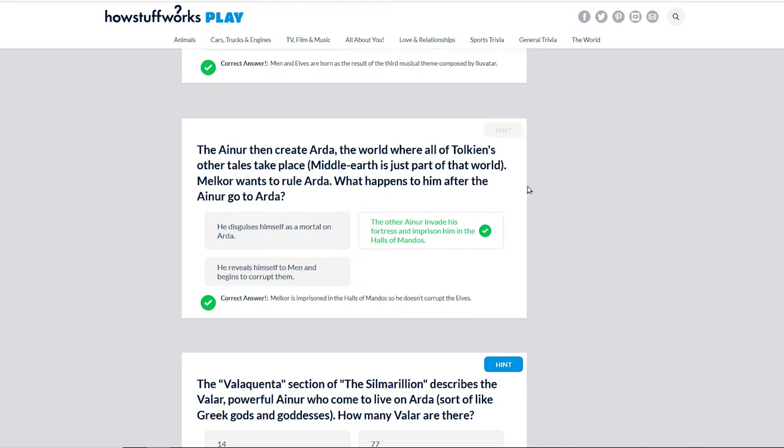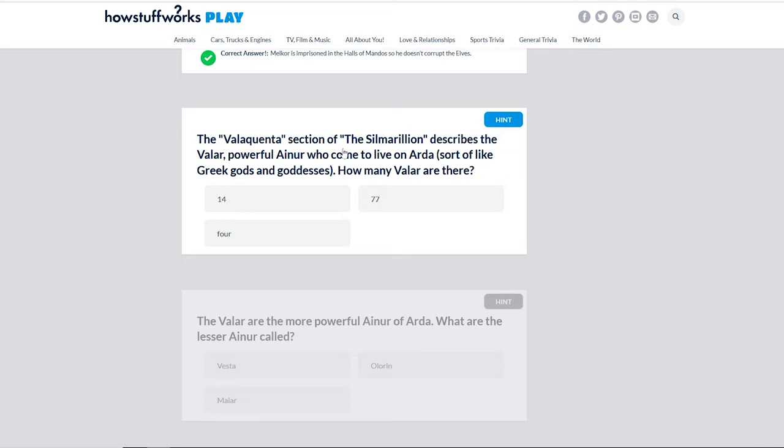The Valaquenta section of the Silmarillion describes the Valar, powerful Ainur who come to live on Arda, sort of like Greek gods and goddesses. Yeah, that's pretty much it. How many Valar are there?